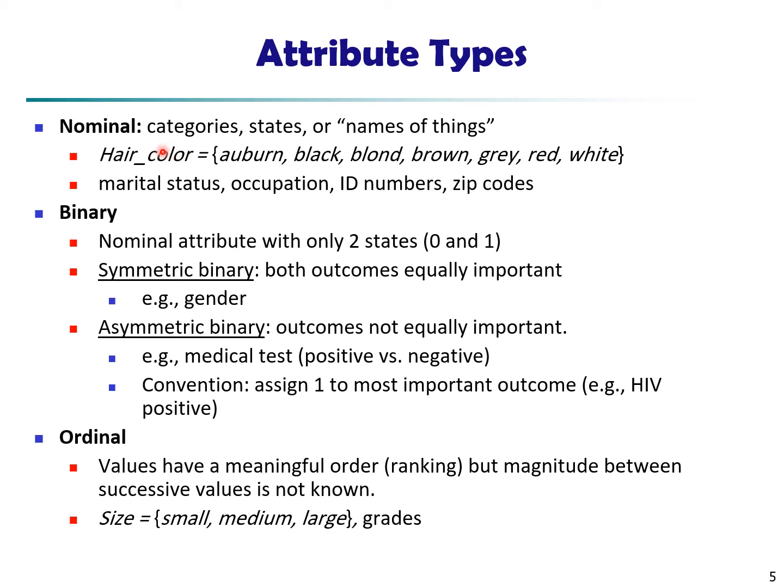However, nominal attributes or categories do not have, let's say, importance over each other. So black is not more important than brown, or gray is not more important than red. Okay, they are equal in importance. So if you say a customer has black hair, that does not mean that this customer will have more importance or more value compared to a customer that has gray hair.